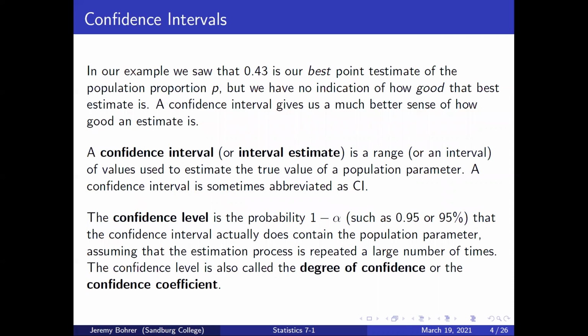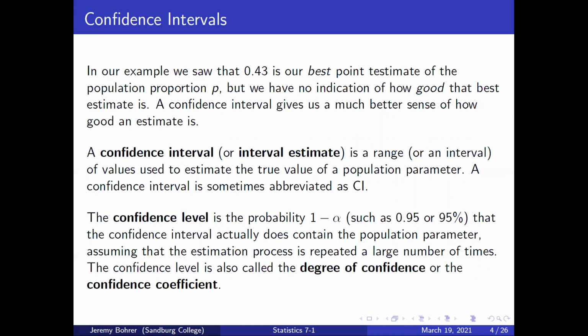In our example, we saw that 0.43 is our best point estimate of the population proportion p, but we have no indication of how good that best estimate is. A confidence interval gives us a much better sense of how good an estimate is. A confidence interval, or interval estimate, is a range, or an interval, of values used to estimate the true value of a population parameter. A confidence interval is sometimes abbreviated as CI.